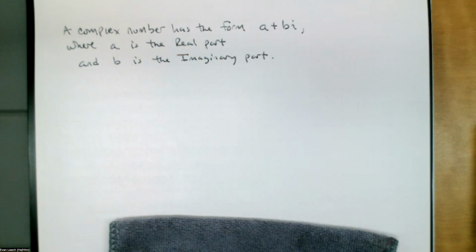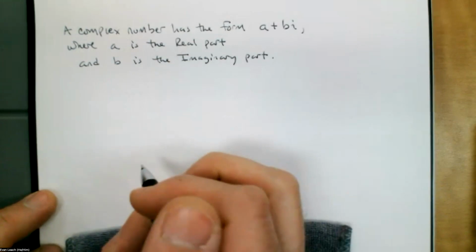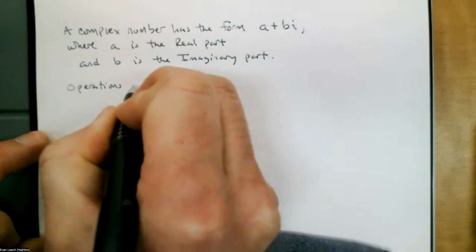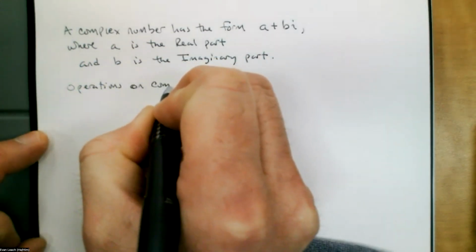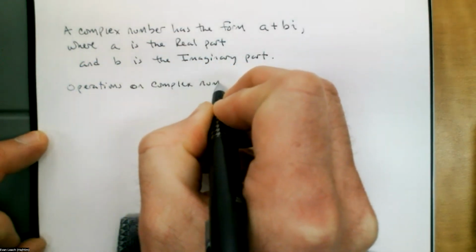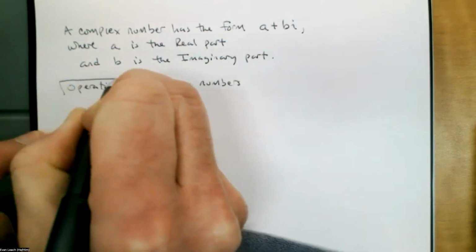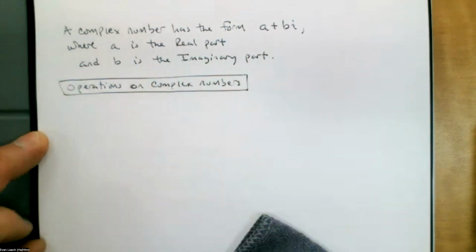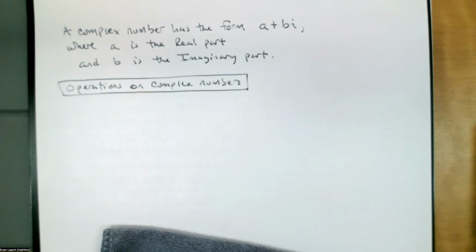So now that we have these complex numbers, they're just numbers. And so we need to be able to do all of our normal number things with them. We need to be able to add them, subtract them, multiply them, and divide them. We need to be able to perform operations on complex numbers. Complex numbers look like polynomials. It's just polynomials with an extra root.